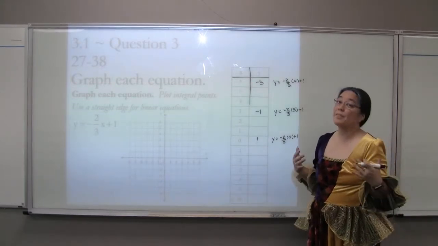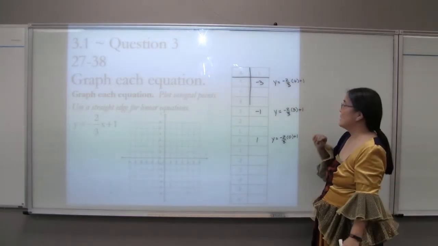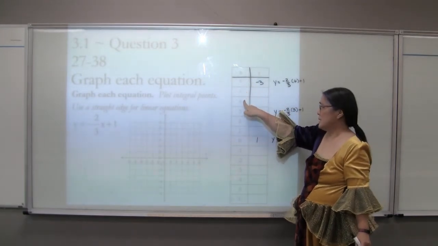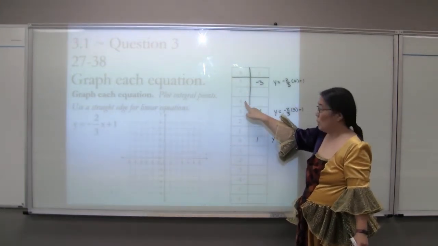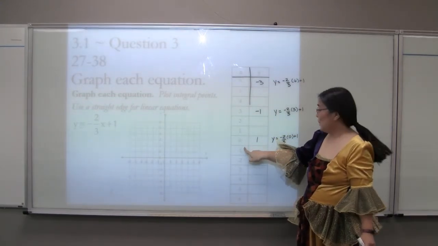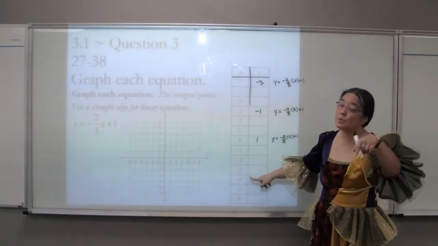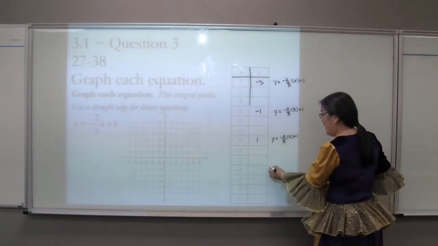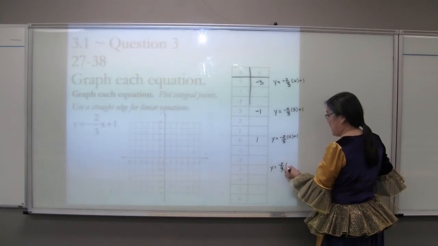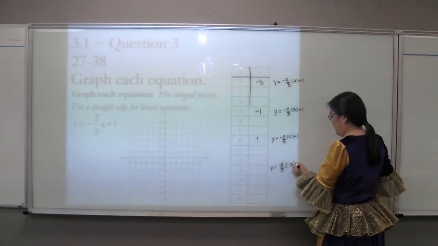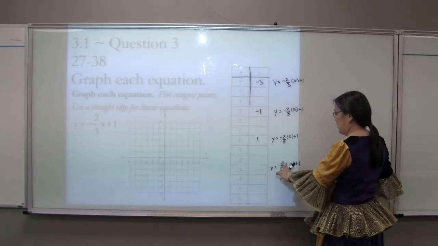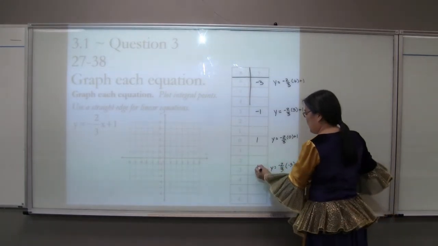Now, in math there are often patterns, so let's take a look. Did divide by 3, did not, did divide by 3. Oh, 1, 2, 3, hey. 1, 2, 3, hey. That's the next one that's going to divide nicely by 3. And we're going to get y equals negative 2/3 times negative 3 plus 1. Negative times negative is positive. 3 divided by 3 is 1. So I get 2 plus 1 is 3.